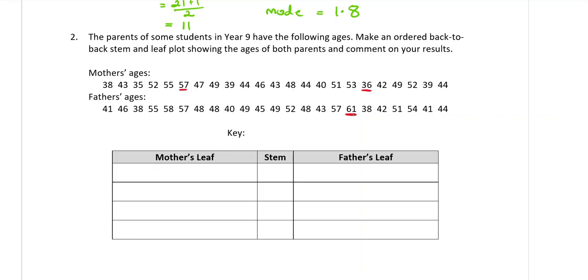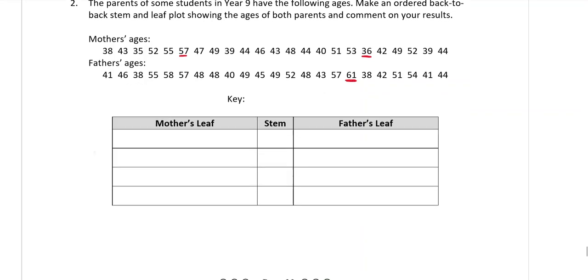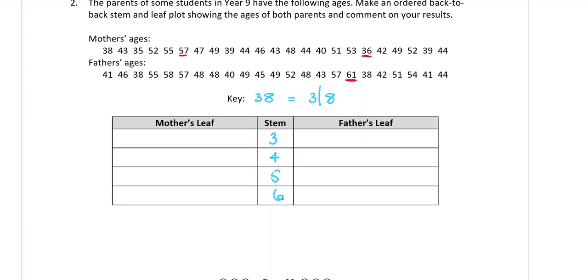All right, so what do you think our stems need to be? Yep, so these are going to be tens digits, aren't they? So let's take the first mum, who was 38, and we're going to write that as a 3 | 8. So the stem is a 3 for that person's age. So we have stems starting in the 30s and going all the way up to the 60s. So we need 3, 4, 5, and 6 to be our stems.